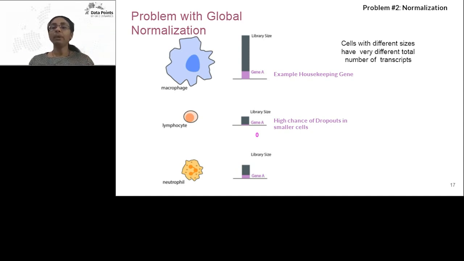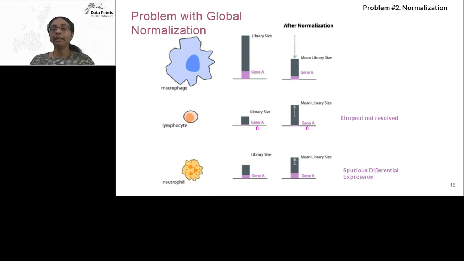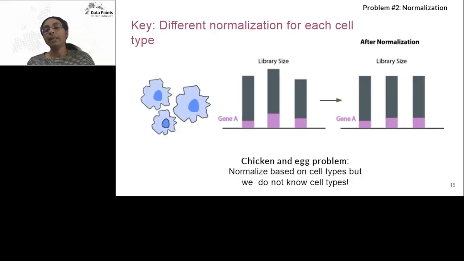Once you do a global normalization, you actually change the library size variation in these different cell types. But you can see that the dropout isn't resolved. And sometimes you have spurious expression that comes in. So these are all leading to biased results if you use them. One of the key ideas we had for BiSKIT was to use a different normalization for each cell type in such a way that after you normalize them, you get the library size the same. Like if you look at the upper bar, they're all the same, but these are now cell type specific.